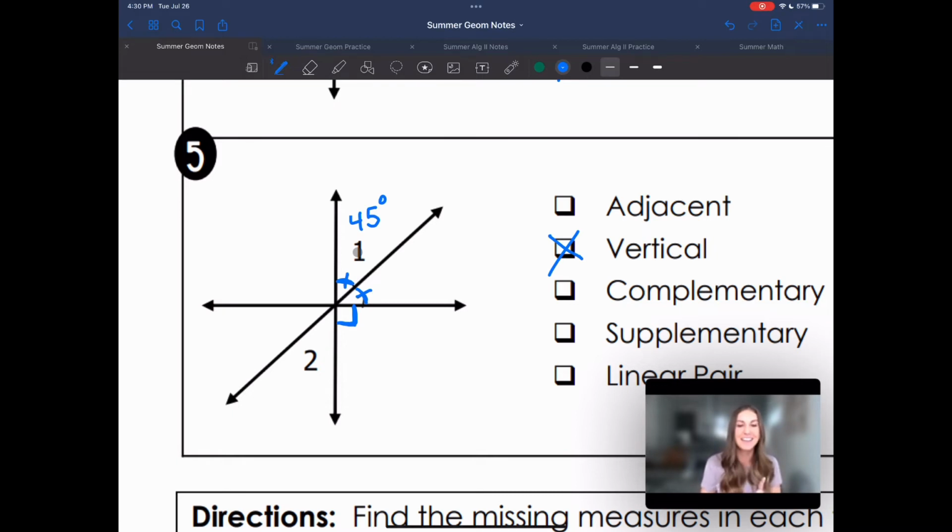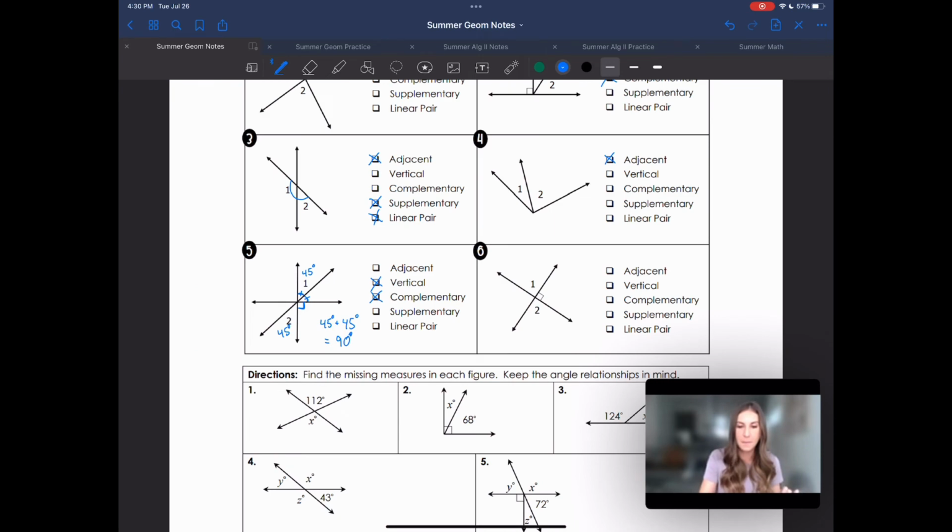This is a tricky one, which means it's vertical with 2, so 2 is also 45 degrees. And now think about it. What is the sum of those 2 angles? If you add them together, we get 90 degrees, right? I'm going to write this here. 45 degrees plus 45 degrees equals 90 degrees, which means they are complementary angles. That was a tricky one for sure, but hopefully you followed that.